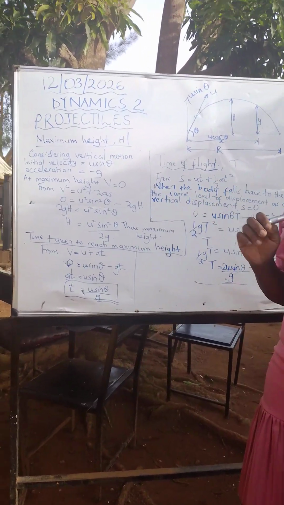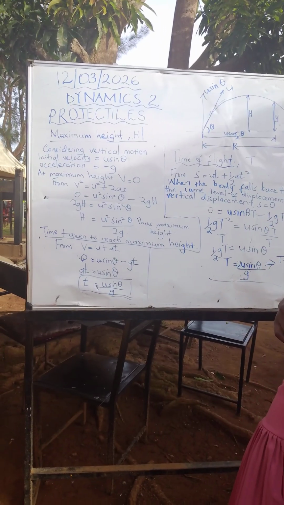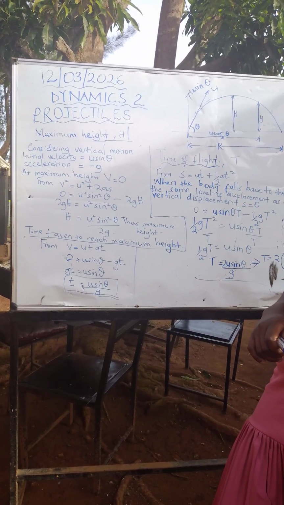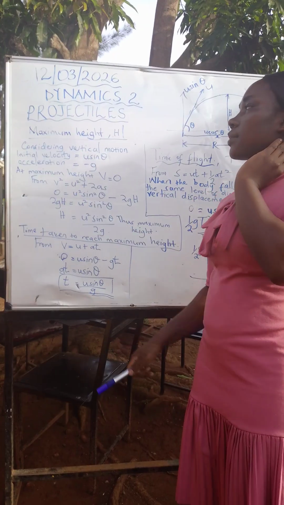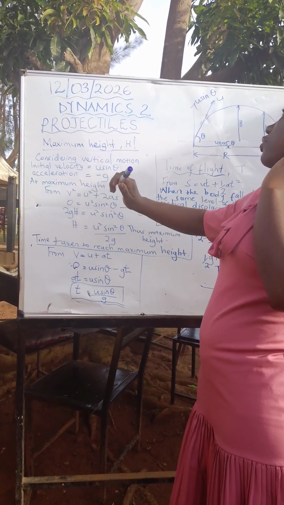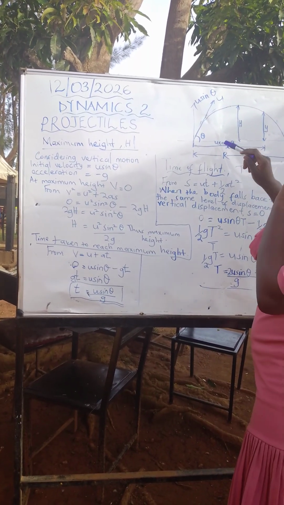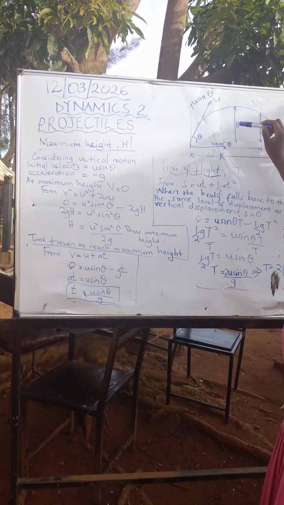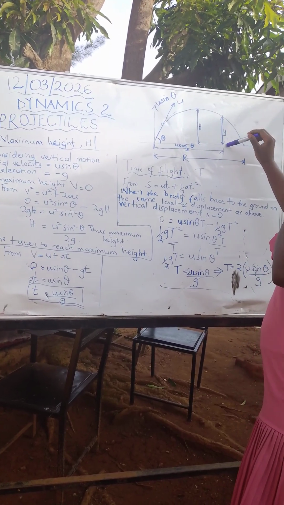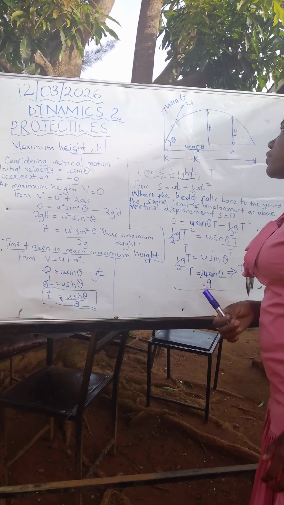Let's continue with projectiles. We have much to derive, many formulas to derive. We started with maximum height, considering vertical motion, so we are going to use this diagram. Maximum height is the capital H here. This is the vertical displacement, and this X is the horizontal displacement.